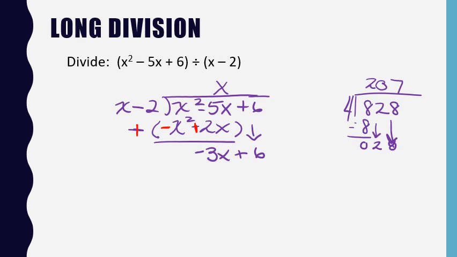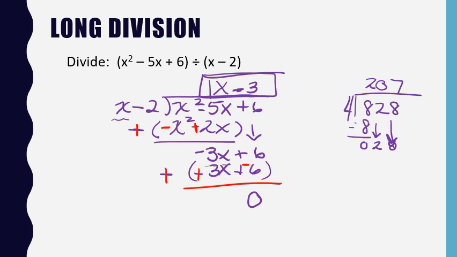Now you look at, what do you multiply x by to give you negative 3x? Well, you're going to multiply by negative 3. Or look at it as negative 3x divided by x is negative 3. And again, we multiply here to here and here to here. So we get negative 3x, and negative 3 times negative 2 is plus 6. And again, we're going to subtract. And that's going to be the same as adding and changing everything to its opposite. So when I subtract, negative 3x plus 3x is 0, and 6 plus negative 6 is 0. So our answer for this is x minus 3.